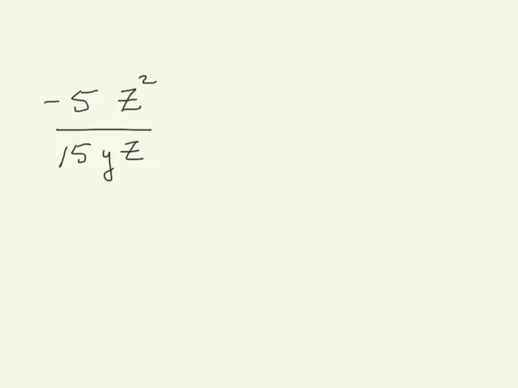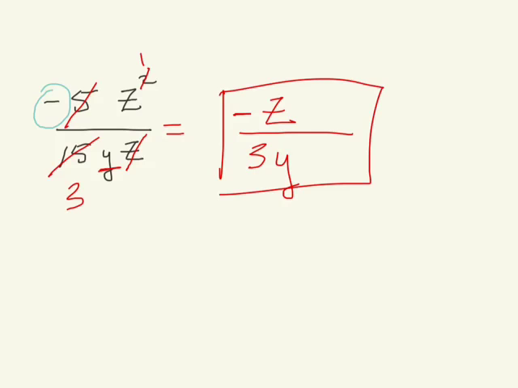Okay. Look at this one. 5 goes into 15 3 times. Now remember, you still have this negative right here. So don't be forgetting about that. Okay. There are no y's, so you're just left with that y. This z will cancel one of these z's, and you can put a 1 there, but if it cancels 1 and there is 1, it's just z. So up top, you have a negative up top. You have a z, and down below you have a 3y. So it looks like that.